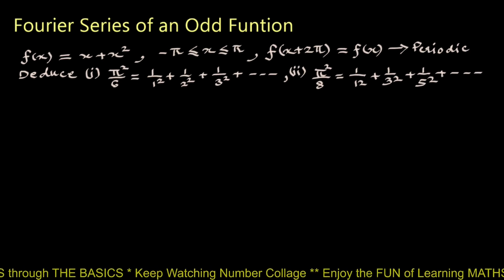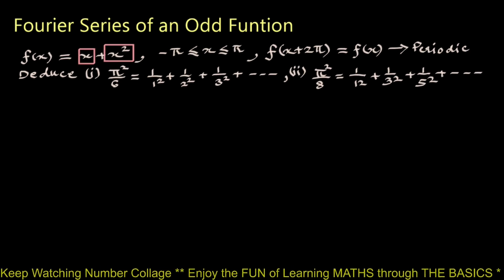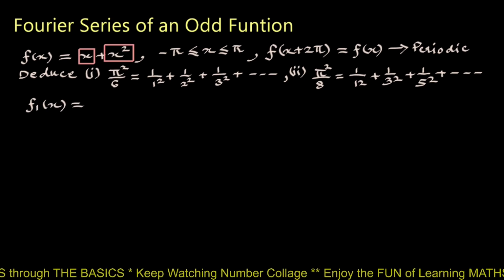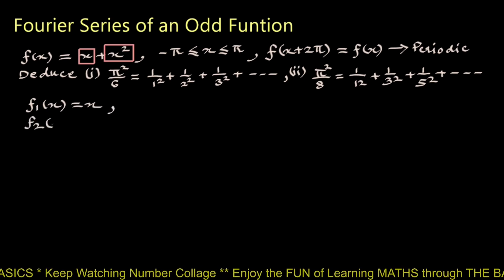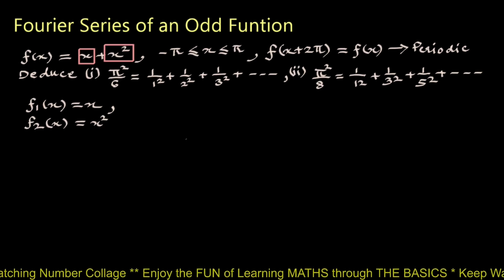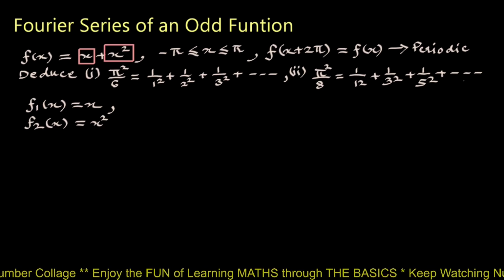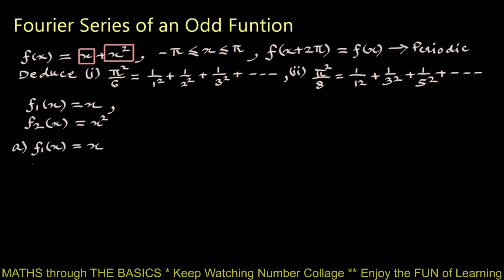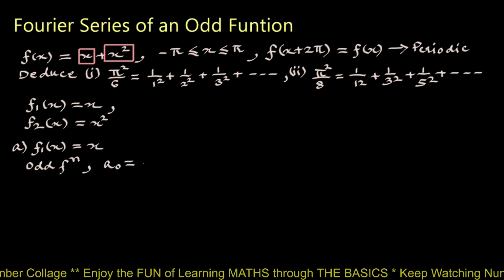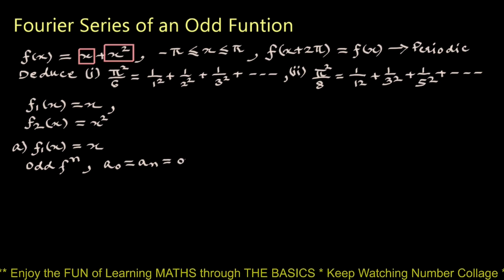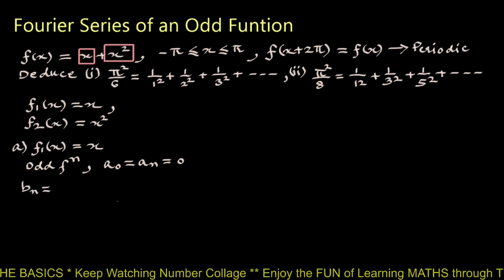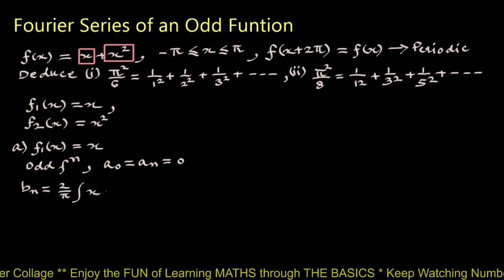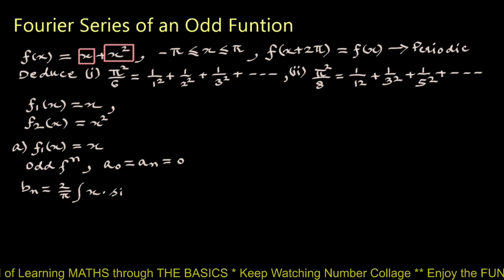Function f of x is the sum of an odd function x and an even function x square. So let us denote f1 of x as x and f2 of x to be x square. We will find the Fourier series of them separately. So first, find the Fourier series of f1 of x, which is x. Being an odd function, a0 and an will be each equal to 0, and we have to find only bn, which is 2 upon pi integral f1 of x, which is x, into sin nx dx from 0 to pi.